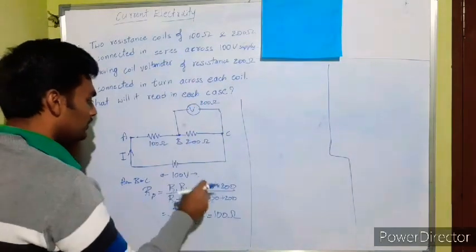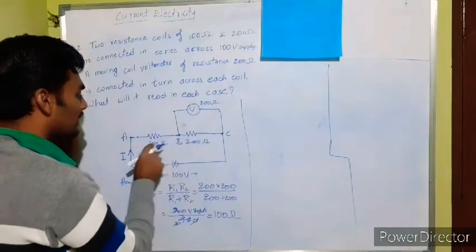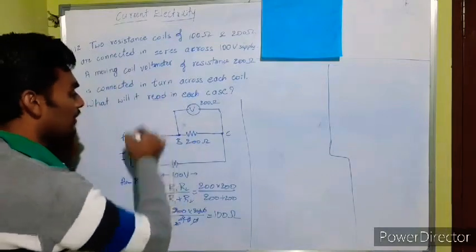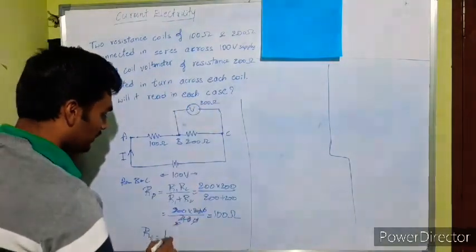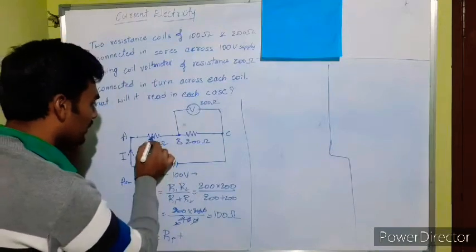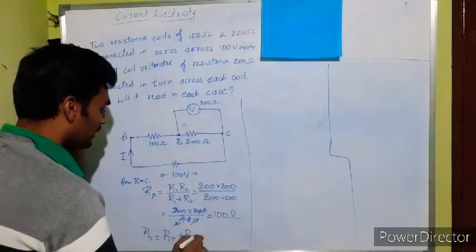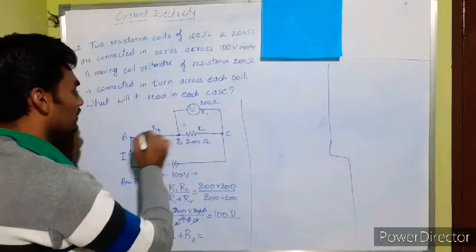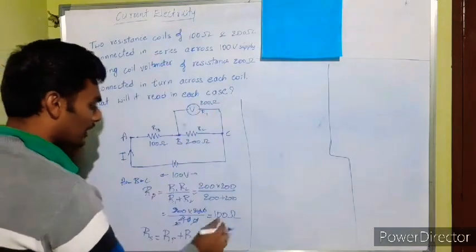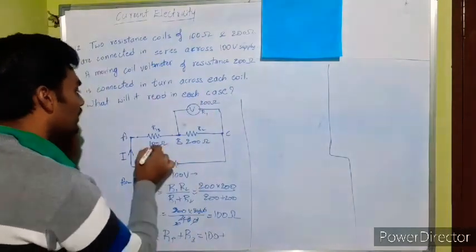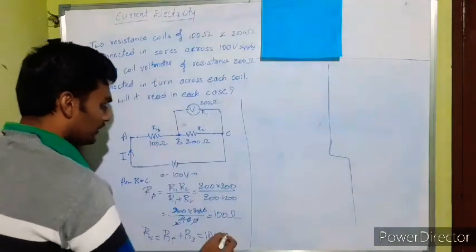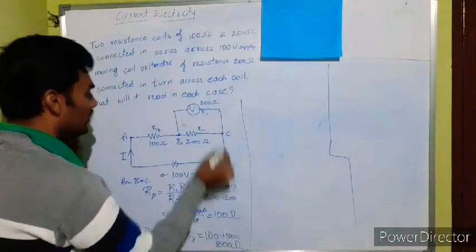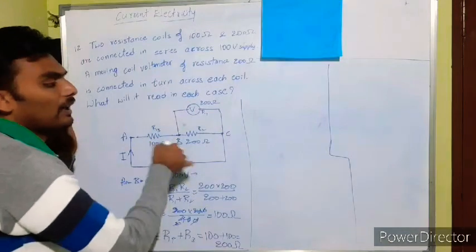Now this combination is connected with a 100 ohm resistance, so it is in series, RS. The entire network is now Rp plus, I'll name this R3. I have considered this as R1, this as R2, and this as R3. Rp is 100 ohm, R3 is 100 ohm, so it is 200 ohm of resistance from the entire network.